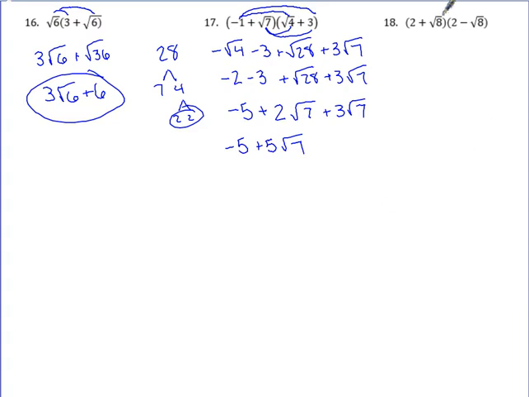2 plus the square root of 8 times 2 minus the square root of 8. You can go through the whole process and FOIL, or you could recognize that this is the conjugate. And anytime we have the conjugate, those middle terms are going to cancel each other out. So I can just do the first one times the first one, and the last one times the last one. So 2 times 2 would give me 4. And the square root of 8 times the negative square root of 8 would be the negative square root of 64. The square root of 64 is 8, and 4 minus 8 is negative 4.